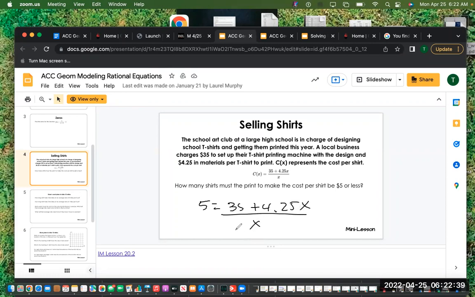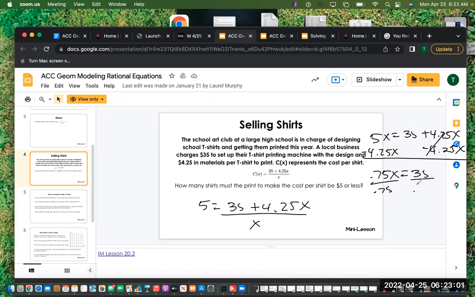In this instance, we would cross multiply like we did on the last one. So we would get 5x equals 35 plus 4.25x. Then we would subtract 4.25x, and that would give us 0.75x equals 35. I would divide by 0.75 on both sides, and that would give me x equals 46.66. But since we can't have half of a shirt, we're going to round that up to 47. So I'd have to at least print 47.